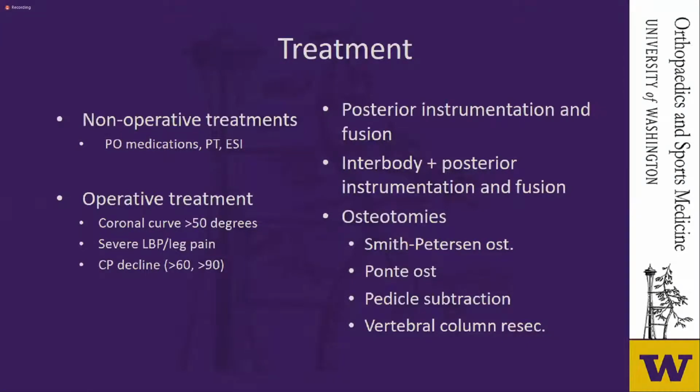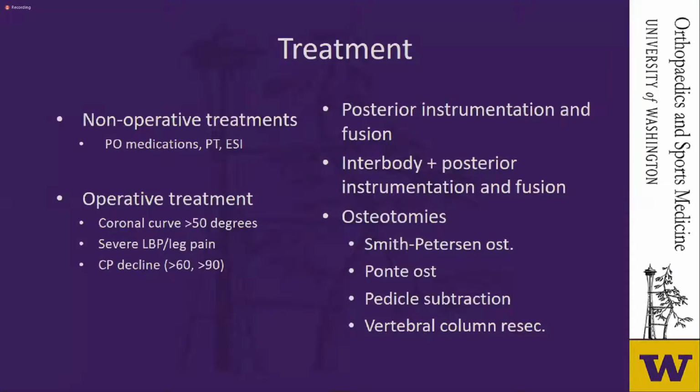Operative treatment indications: coronal plane deformity greater than 50 degrees, severe leg pain or back pain resistant to non-operative treatment. Cardiopulmonary decline doesn't occur until coronal plane curves progress in severity to greater than 60 or greater than 90 degrees. Once it's greater than 90 degrees, you have an effect on mortality as well.